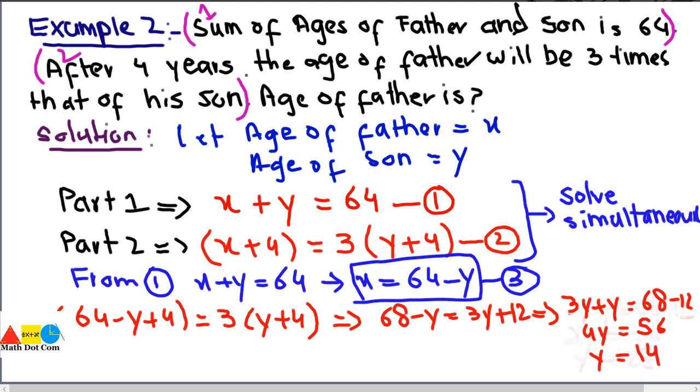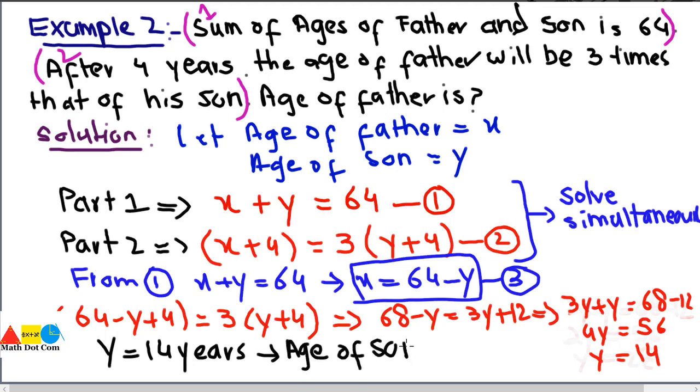What does it mean? y equals 14 years. What is y? y is the age of son. But what is required in the question? In the question, the required answer is the age of father. So the age of father can be found by putting back the value of y in any of the given equations, from where we can easily get x.